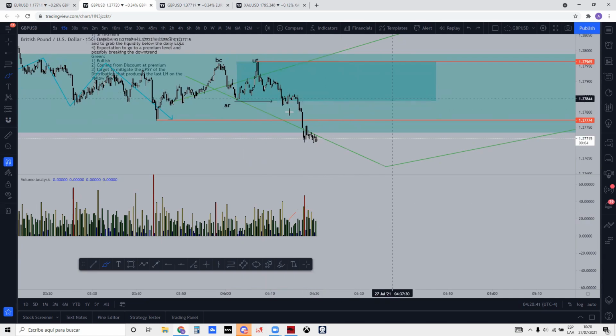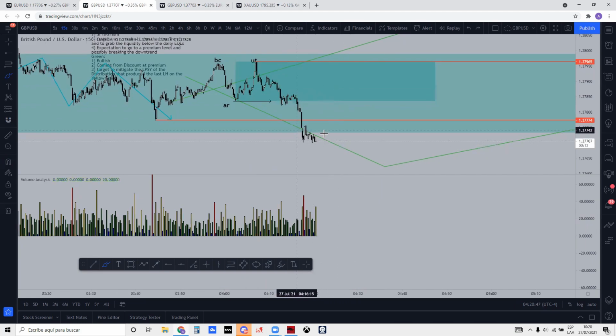I'm not entirely discarding the possibility of shorting from here, but given the volume here, I will wait for a very clear confirmation to take any kind of short, or confirmation to take a long. Okay.